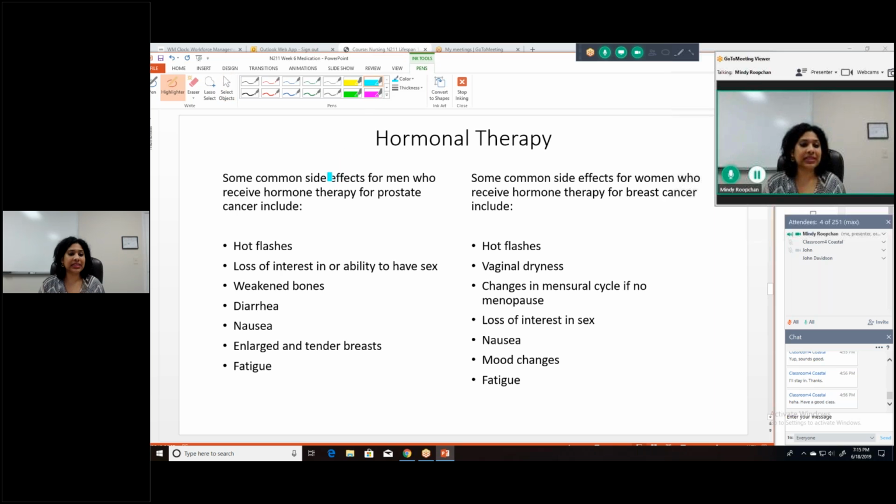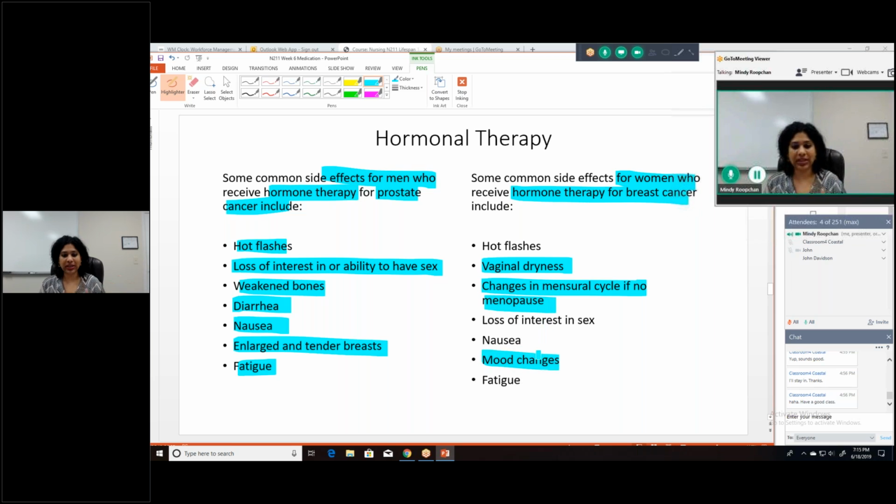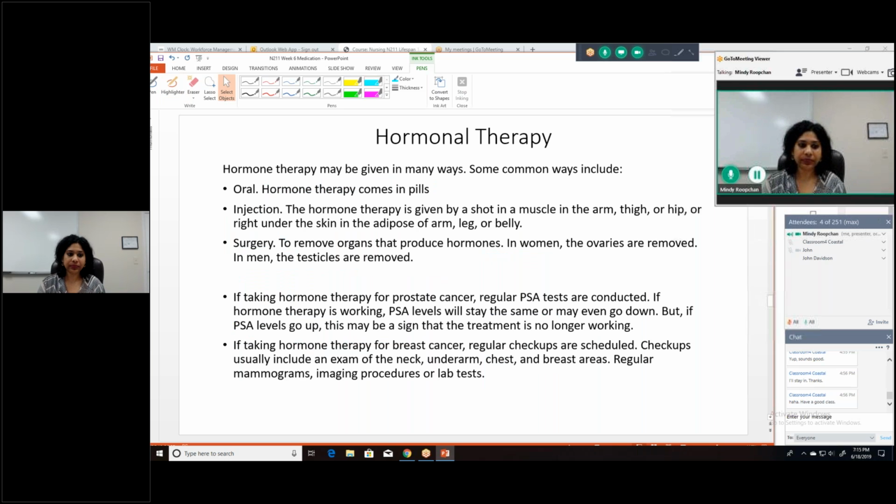So some common side effects for men who receive hormone therapy for prostate cancer: hot flashes, loss of interest or ability to have sex, weakened bones, diarrhea, nausea, enlarged or tender breasts, and fatigue. Some side effects for women who receive hormone therapy for breast cancer are very similar, except for vaginal dryness, change in menstrual cycle if no menopause, and mood changes. All the rest are the same between both of them.